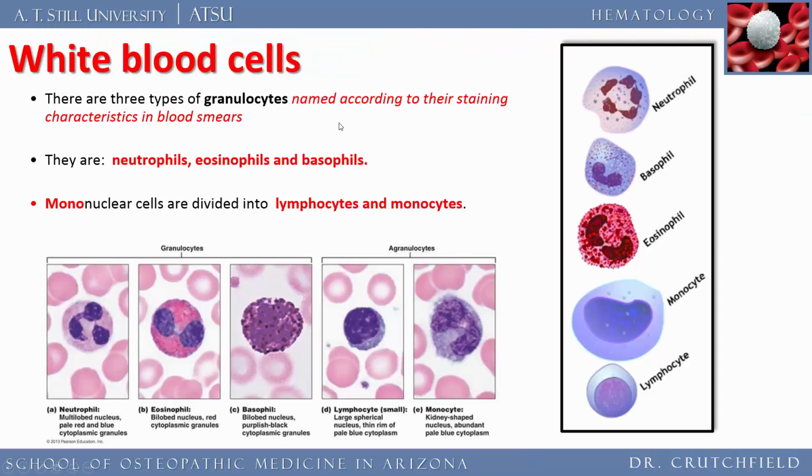And then there are these white cells. Now, white cells are considered granulocytes because they have little granules in them. And these granules, of course, can secrete various chemicals.